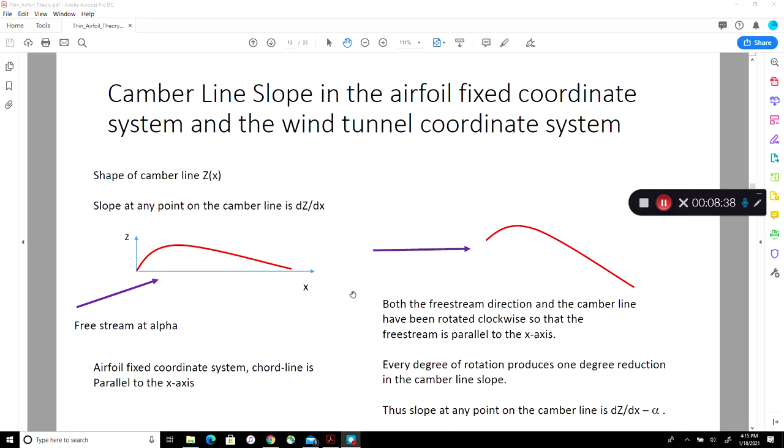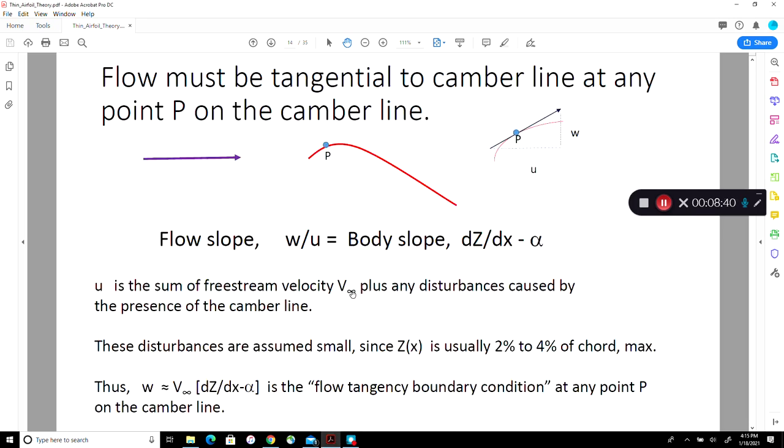So now let's continue. This is the point P. The body slope there is dz dx minus alpha. Now this replaces our solid body because we have neglected the thickness effect. So it's a foil-like shape, but the flow is not crossing this boundary. It's still a solid surface, just like a kite is a thin but impermeable surface.